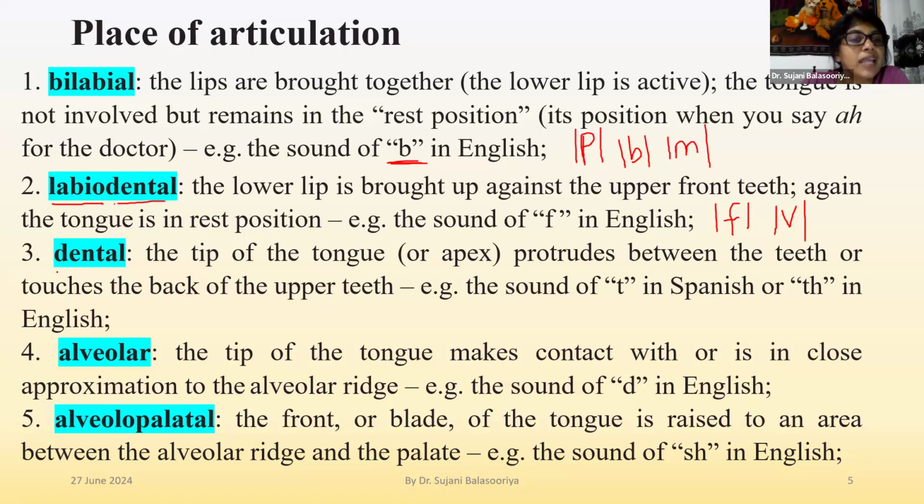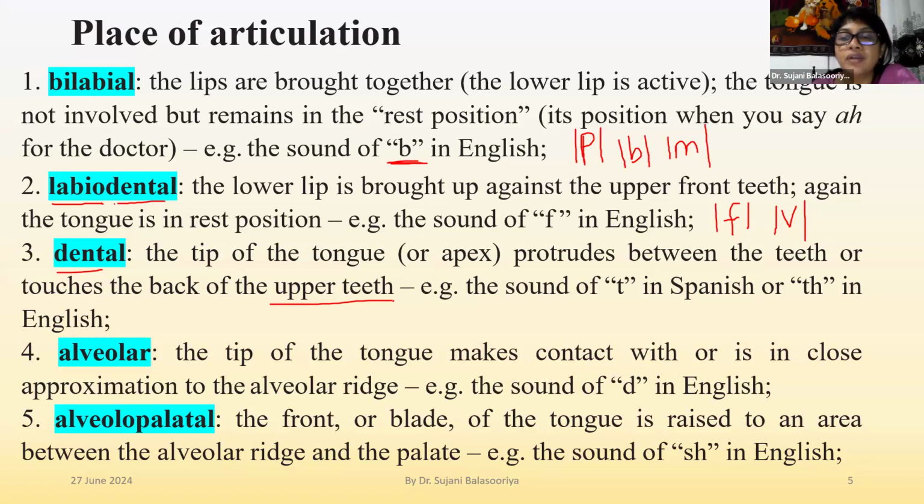Another category or class of consonant is dental. So, you know, dental means teeth, right? These dental consonants are produced at the teeth, and remember, at the teeth means we are talking about the upper teeth only, not the lower teeth, right? Remember, lower teeth don't play any role in speech sound production. Then the tip of the tongue protrudes between the teeth or touches the back of the upper teeth. That is how we produce dental consonants.